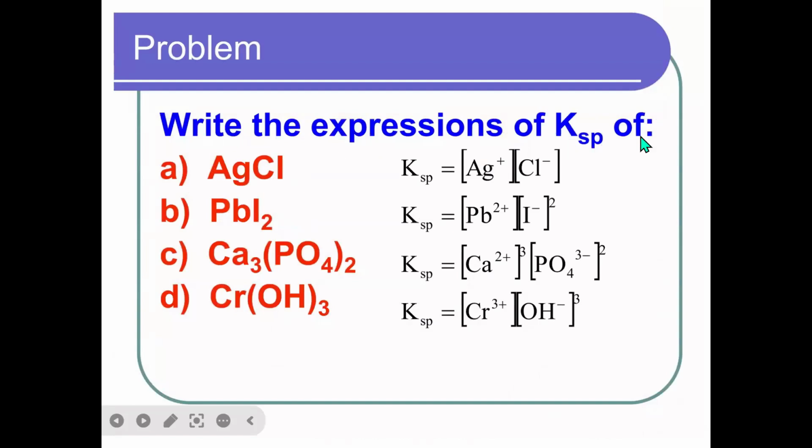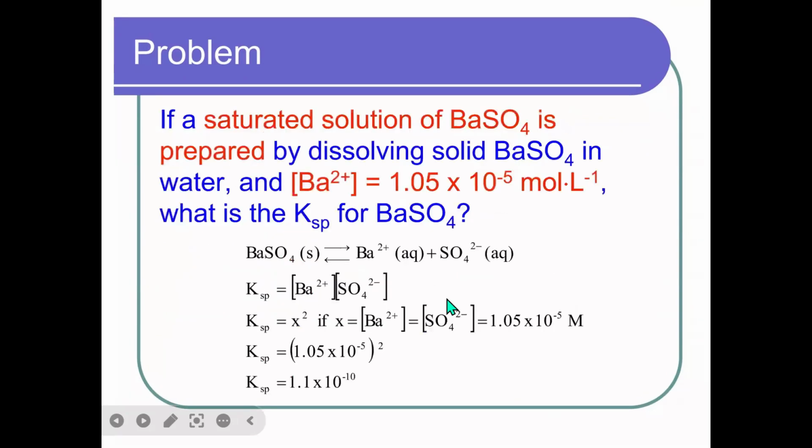Write the expression of Ksp for the following: silver chloride. So you just dissociate. After it dissociates, it will give silver ion and chloride ion. And of course, the expression will be the concentration of the ionic product. And similarly for lead iodide and for calcium phosphate. So this is simple from the previous explanation, and I think it's clear. So now let's look at some examples.